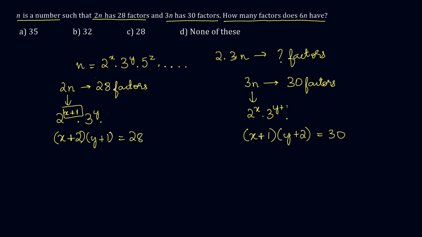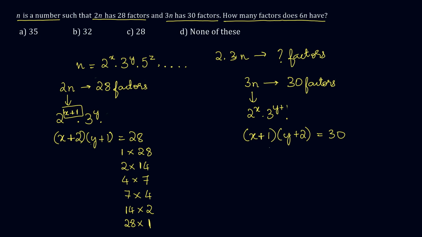Great. Now let's just break down these two numbers as a product of two numbers. Remember that x and y have to be integers, because of course they have to be 0 or above, whole numbers technically. Otherwise n is not going to be a whole number. So let's say 28 can be written as 1 times 28, 2 times 14, 4 times 7. And since we are dealing with different numbers here, we need to consider the flip case as well: 7 times 4, 14 times 2, and 28 times 1.